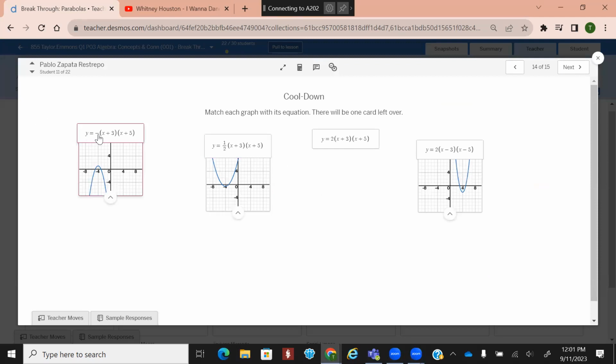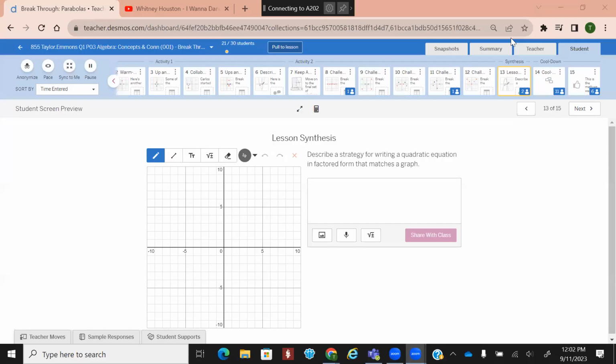The negative is going to be the one that's facing down. The 1/2 is going to be the wider one. And then this one, you have to make sure that you pay attention to the x-intercept. So it should be 3 and 5. And in the equation, it's going to be -3 and -5. So negative out front means facing downwards. 1/2 means wide. And then -3, you got to flip the sign of what's on the graph. So since it crosses at 3 and 5, you're switching the sign and then putting an x in front of it.